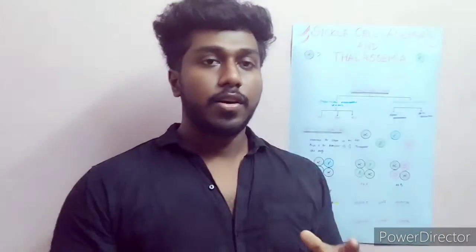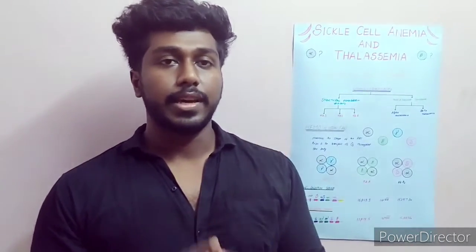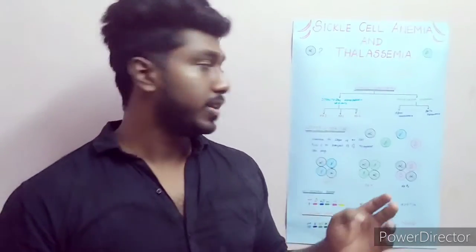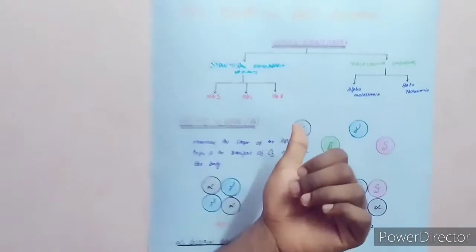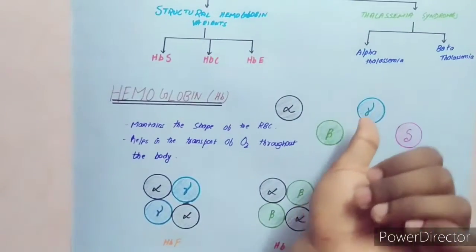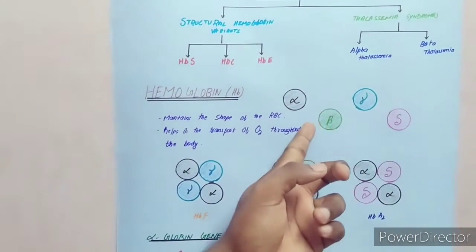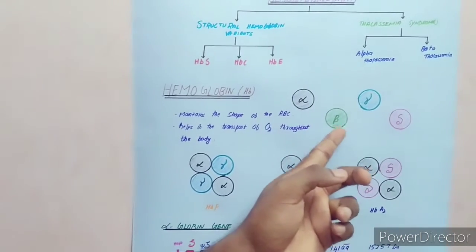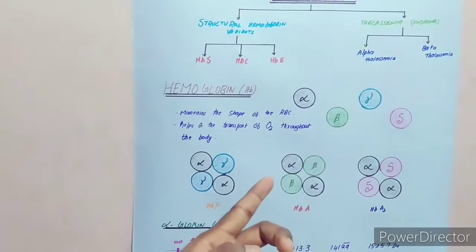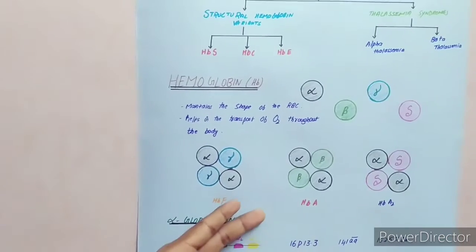So now, what is hemoglobin? Hemoglobin is a protein of RBC which carries oxygen from the lungs throughout the body and carries carbon dioxide from the body to the lungs. There are four globin chains in the hemoglobin. There are four types of globin: alpha globin, beta globin, gamma globin, and delta globin.